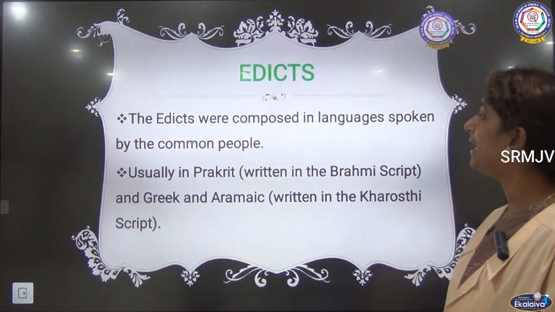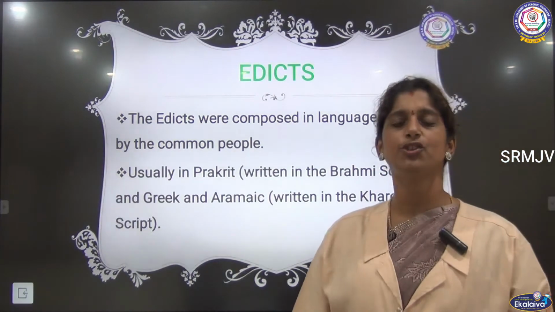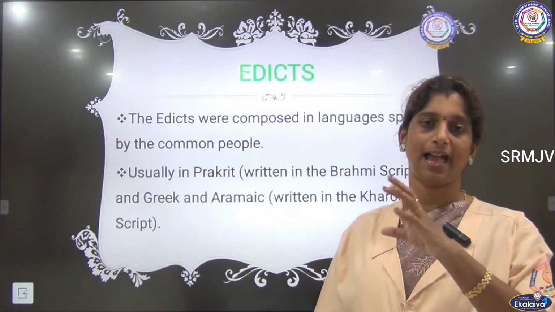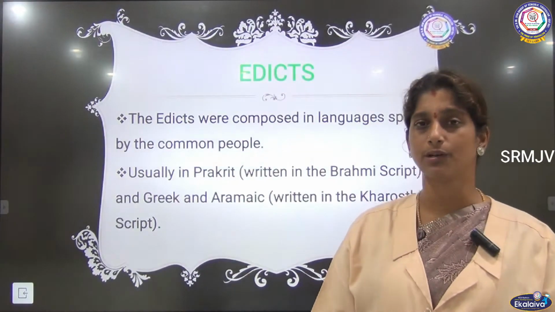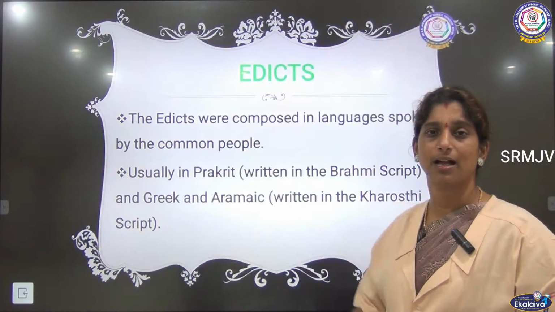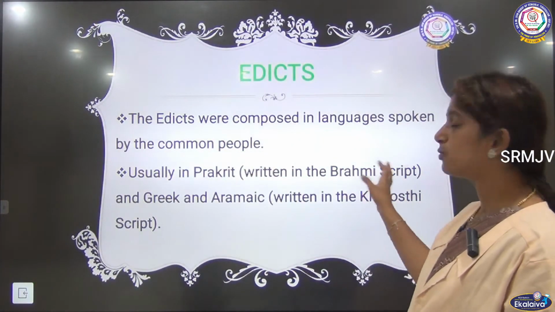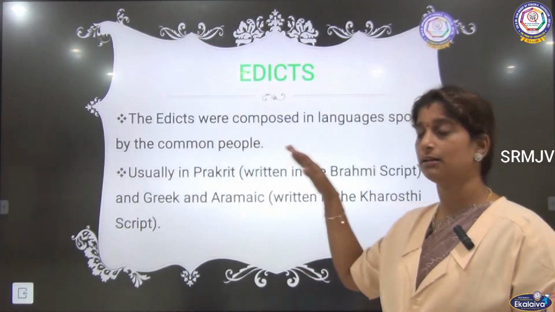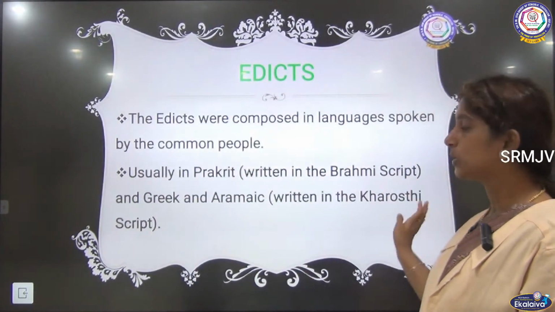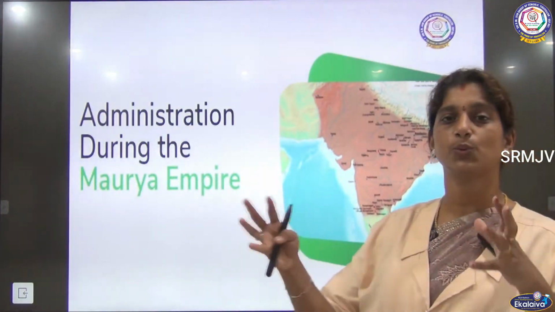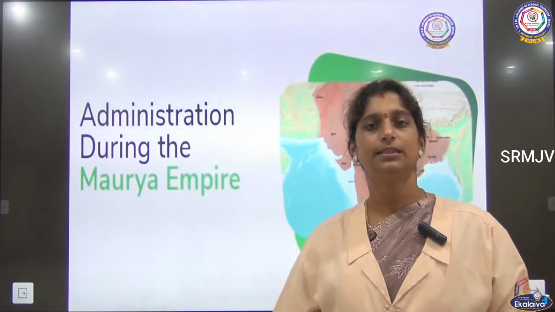So what was the language used on these edicts? It was usually composed in the languages in which common people spoke. The first was Prakrit, and the script was Brahmi script. Then there were Greek and Aramaic, which were in Kharoshthi script. So that is how the edicts were built upon throughout the empire.